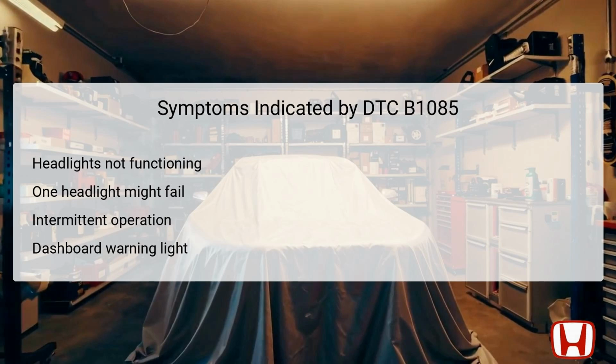When DTC B1085 is triggered, several symptoms can manifest, signaling a failure in the headlight low beam system. One primary symptom is that the headlights may not function at all, significantly affecting visibility and safety. Alternatively, drivers may notice that one side of the headlight goes off, which can be a clear indication of an electrical failure or bulb issue. Intermittent operation is another symptom where the headlights may work sporadically, presenting a challenge in nighttime visibility. Finally, the vehicle's dashboard may illuminate a warning light to alert the driver to the issue, serving as an early notification that maintenance is needed. Recognizing these symptoms enables timely intervention, preventing safety hazards on the road.